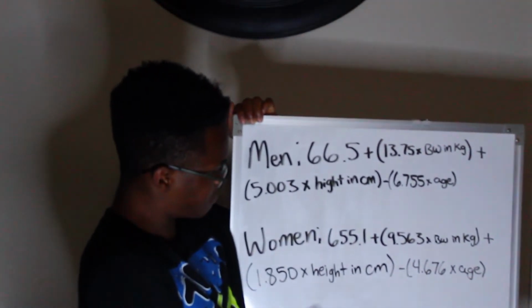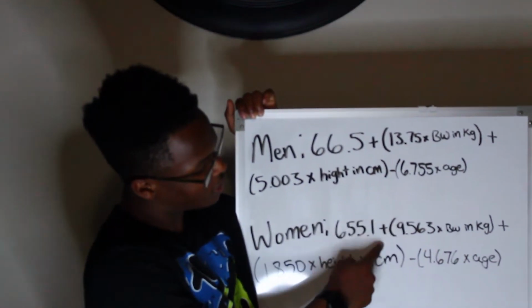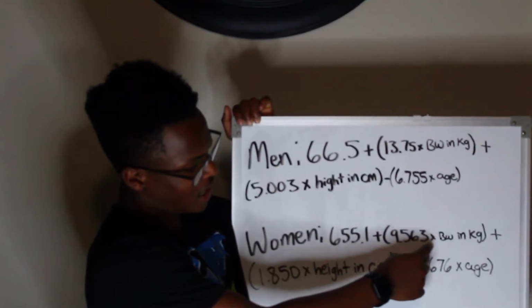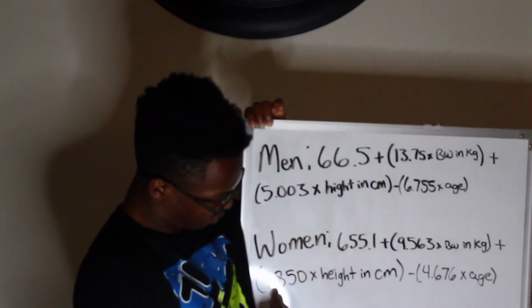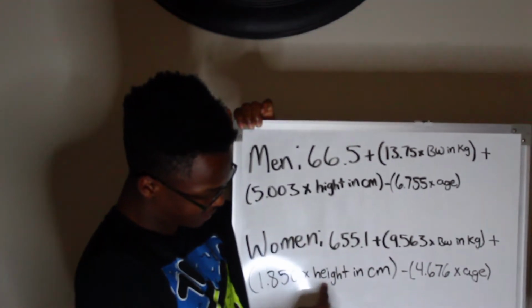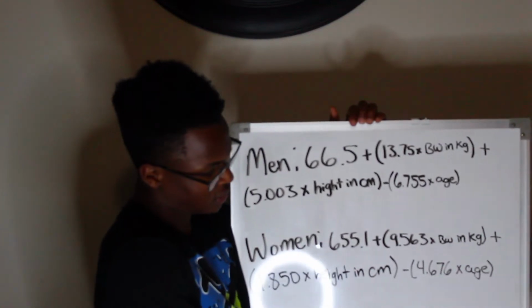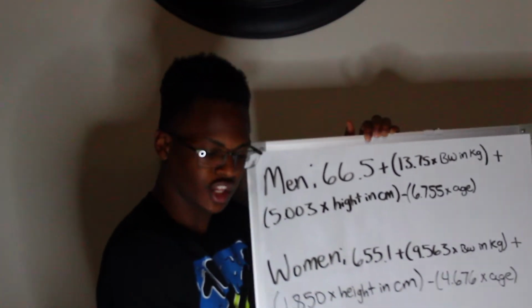Now for women, you want to do 655.1 plus in parentheses 9.563 times body weight in kilograms, parentheses plus 1.850 times height in centimeters, and then parentheses minus 4.676 times age in years. So that's how you'll find out your BMR according to this formula.